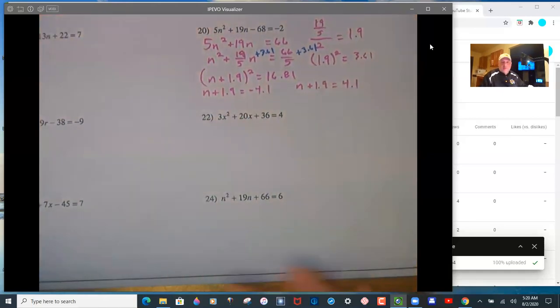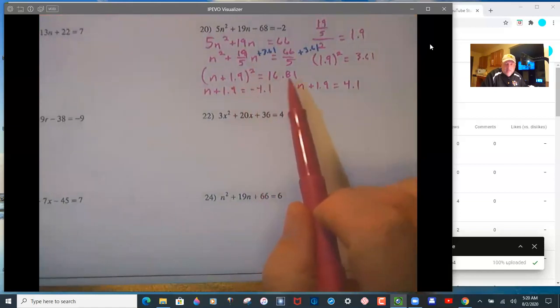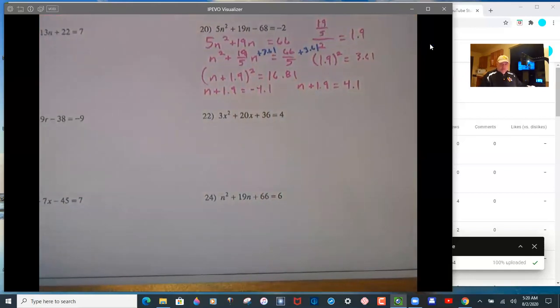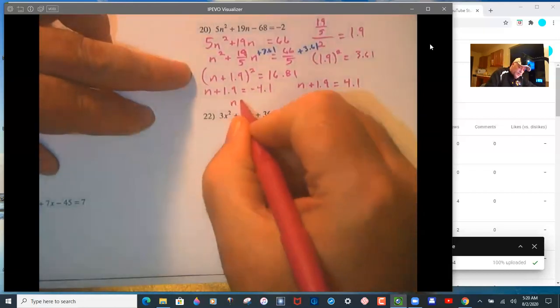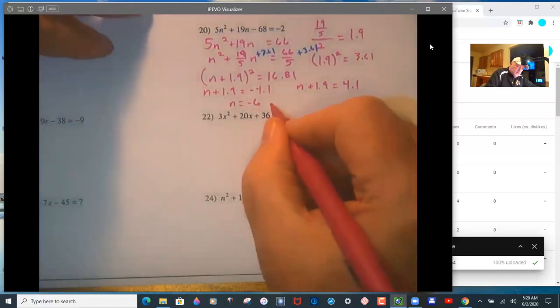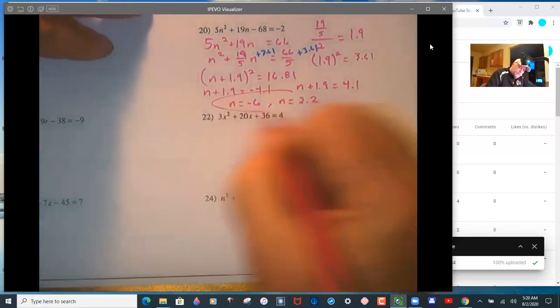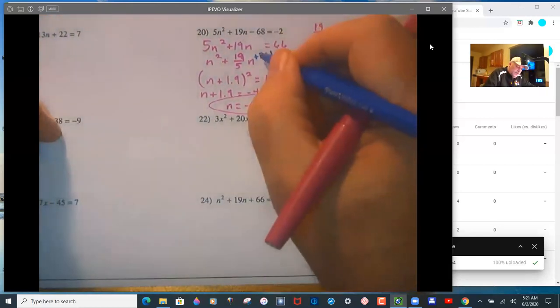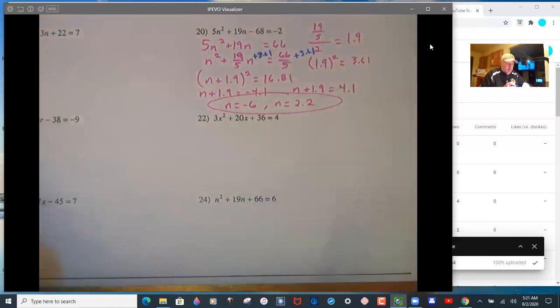So I need to say this, when you square root, it takes the square away, and it gives you square root 16.81, positive and negative. And so subtract 1.9, so it looks like a negative 6 on this one. And then add 1.9, so that is going to be 2.2. So if you can do something like that and understand the process of this, you will be good. Let your calculator help you with the fractions. But you need to try harder versions of these.